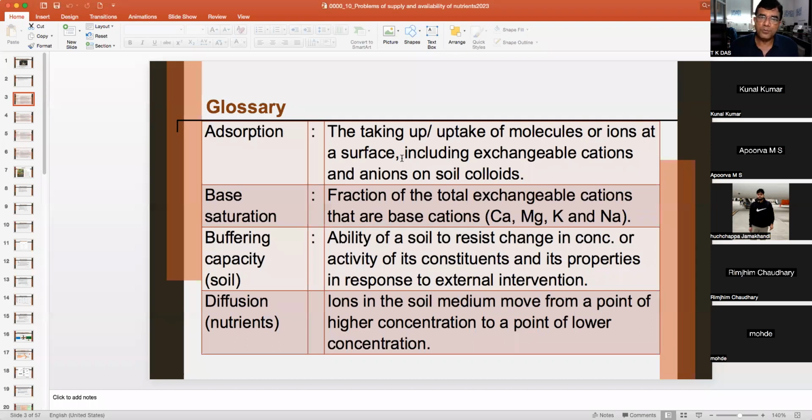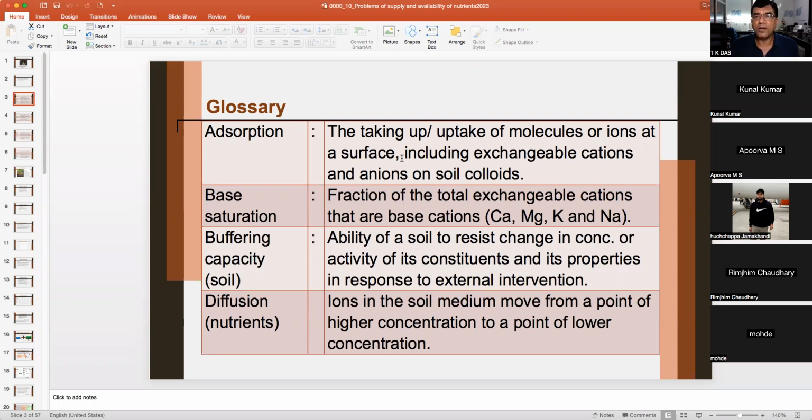Colloids, as you know, there are two kinds of colloids: inorganic colloids and organic colloids. Organic colloid is your humus. Inorganic colloids are mostly clays. And these clays can adsorb ions on their surfaces, mainly because of charges on different sides of the colloids. Some sides have positive charges, some sides have negative charges. So these negative charges will attract the positively charged ions, which are cations. Similarly, there may be some positive charges also on the colloids, which can attract the negatively charged ions.